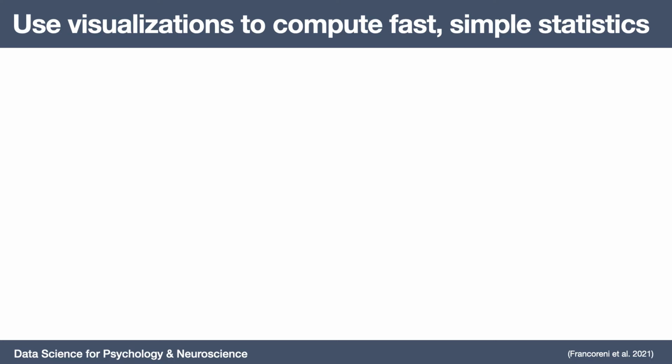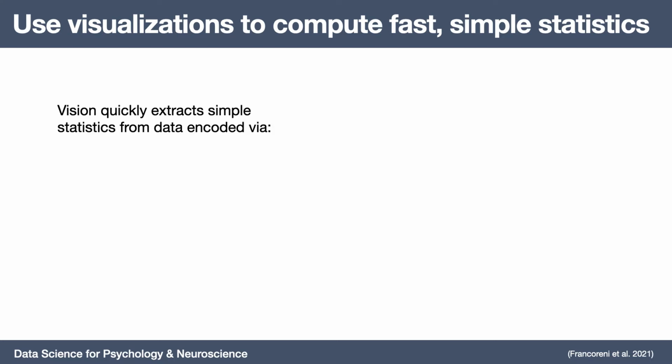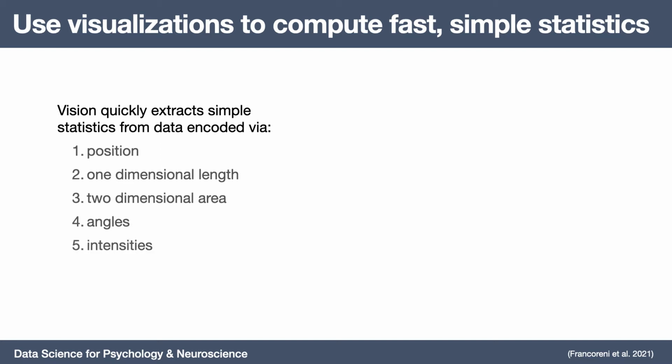Let's start with trying to extract out very simple statistics, means and differences and distributions. Well, there are particular channels of visual information that allow for us to very quickly extract this sort of information from visual data. First and foremost, there's position, there's one-dimensional length, two-dimensional areas, angles, and intensities. So these 5 channels of visual information all are useful for conveying very quick extraction of simple statistics.